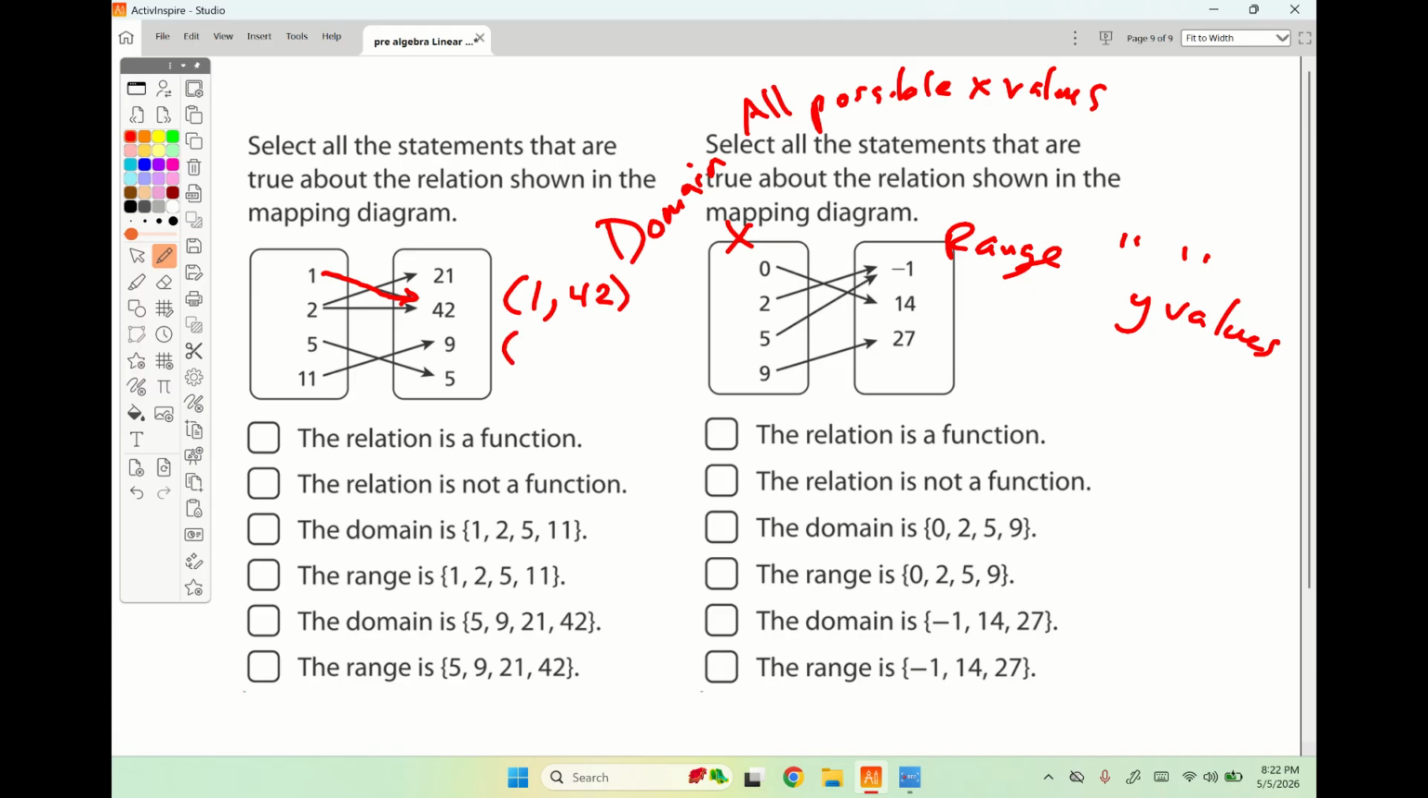Same process over here. Look at your x values to select the domain range. Don't mess those up. X values are domain 0, 2, 5, 9. This is a function because the x values don't repeat, only one unit in the domain. And the range is these 3 numbers right here. So check the range.